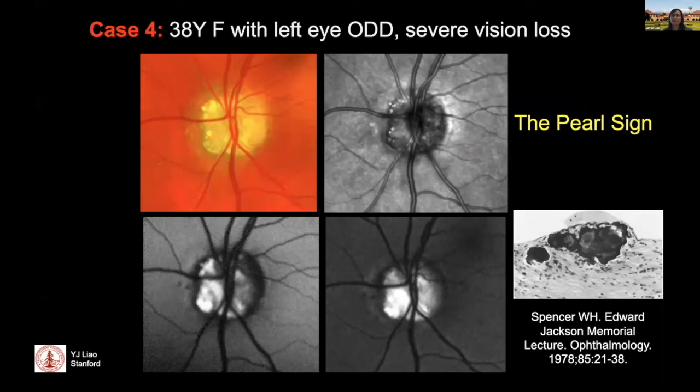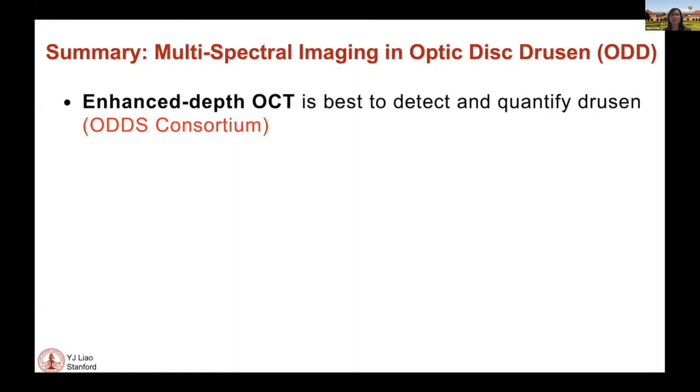And so the picture on the right is a pathological picture from William Spencer at the Edward Jackson Memorial Lecture on optic disc drusen back in 1970. Well, this is published in 1978. And basically these are concretions, very superficial, and you could see that very nicely on the eye imaging. So to summarize, on multispectral imaging, enhanced depth OCT is the best way to detect and quantify drusen.